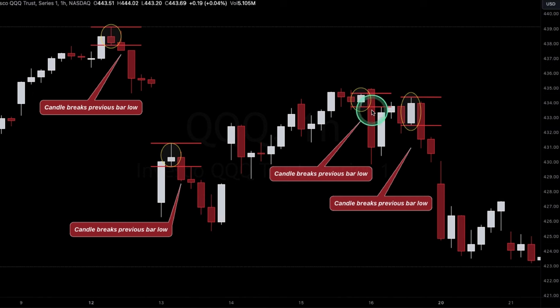Here's another one, big engulfing bar. Once you see one starting to try to take out that low, you can go ahead and mark your previous bar low, previous bar high. That's going to set up your structure and potential trade idea.